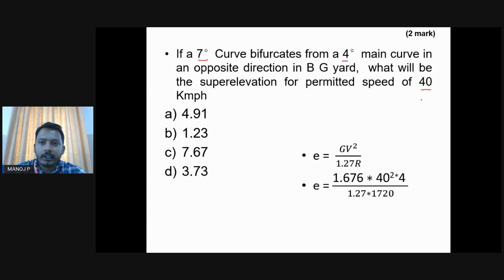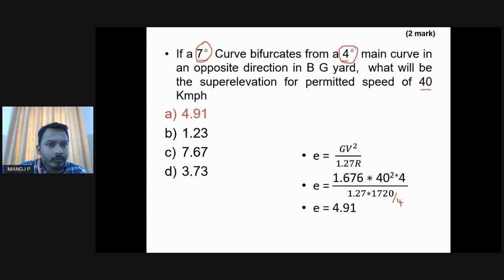Here, for calculating R, when you know only the value of D, that is degree, R is equal to 1720 divided by the value of D. Here the value of D is 4. Since the value is in the denominator, this is shifted to the numerator. Here you will get 4.91.